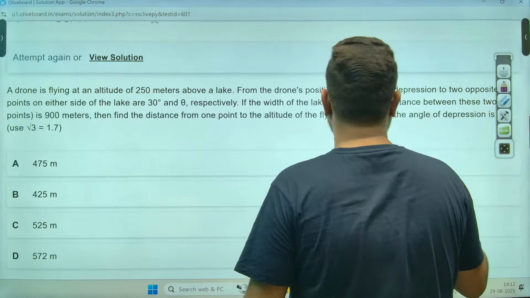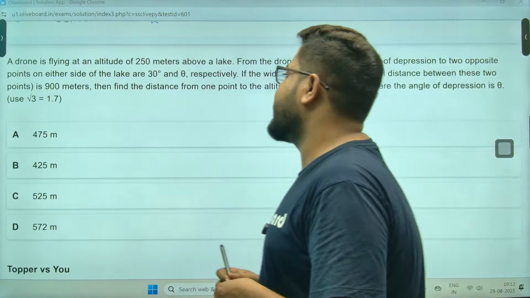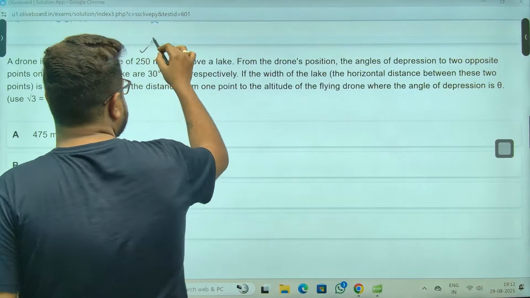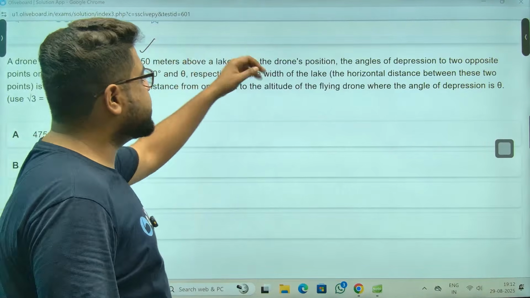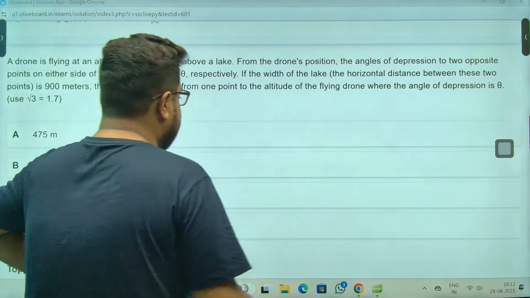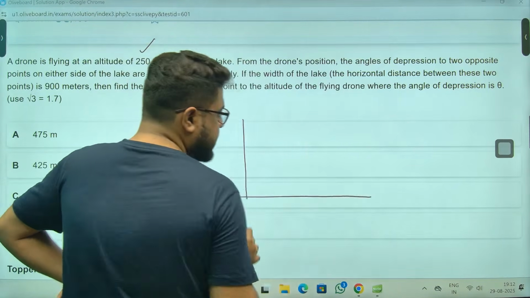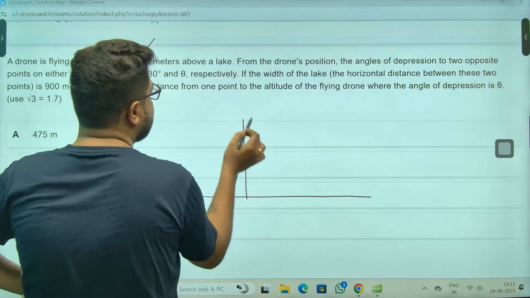Sir, drone. Height and distance question. A drone is flying at an altitude of this. From the drone's position, the angle of depression of two opposite points on either side of the lake. Sir, one is 30, another is theta. Okay, sir.